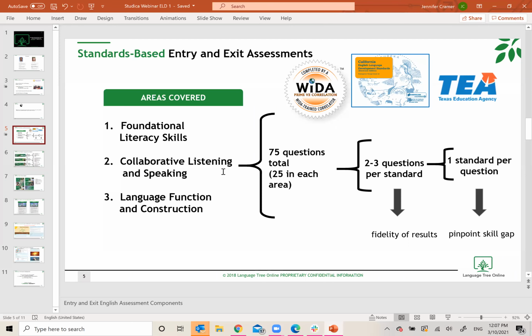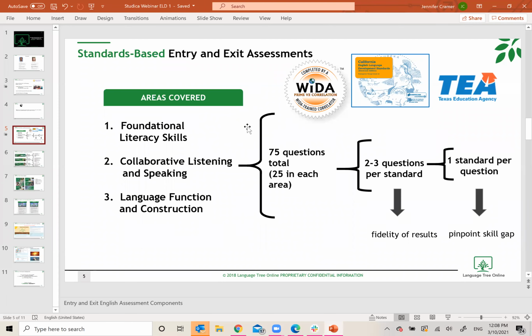So all in, it's very thorough. It's 75 questions. Again, we don't want students to sit down and do a 75 question assessment, but it's all online, so they can start in foundational literacy skills, go up to whatever number, let's say 10, and then next time they log in, they'll pick up right where they left off.